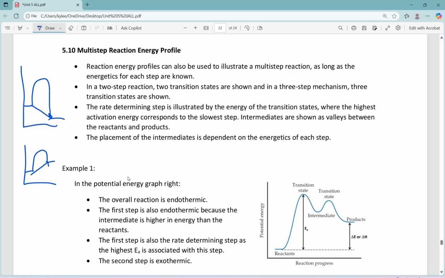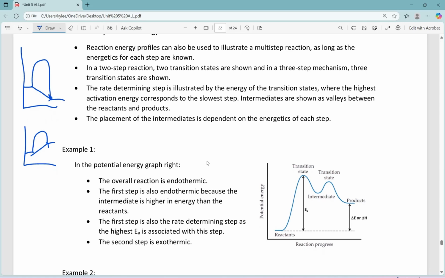But we've also discussed in recent sections that not every reaction happens in one step. So we know that there could be multiple steps. And so this section is looking at how do those energy diagrams look if there's multiple steps. So our reaction profile is going to look very similar. The difference is you will have a peak, if you will, for each step for the reaction.